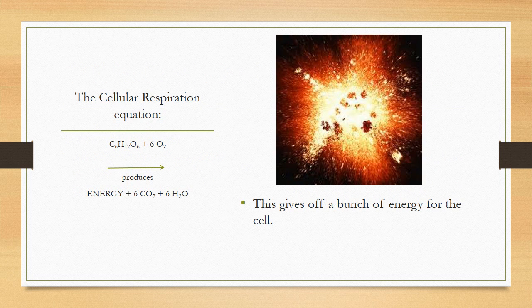Cellular respiration equation. Now this gives off a whole bunch of energy for the organism to use. As you can see here, this starts with glucose. You add 6 oxygen molecules, and then this produces a big amount of energy, 6 carbon dioxide molecules, and 6 water molecules.